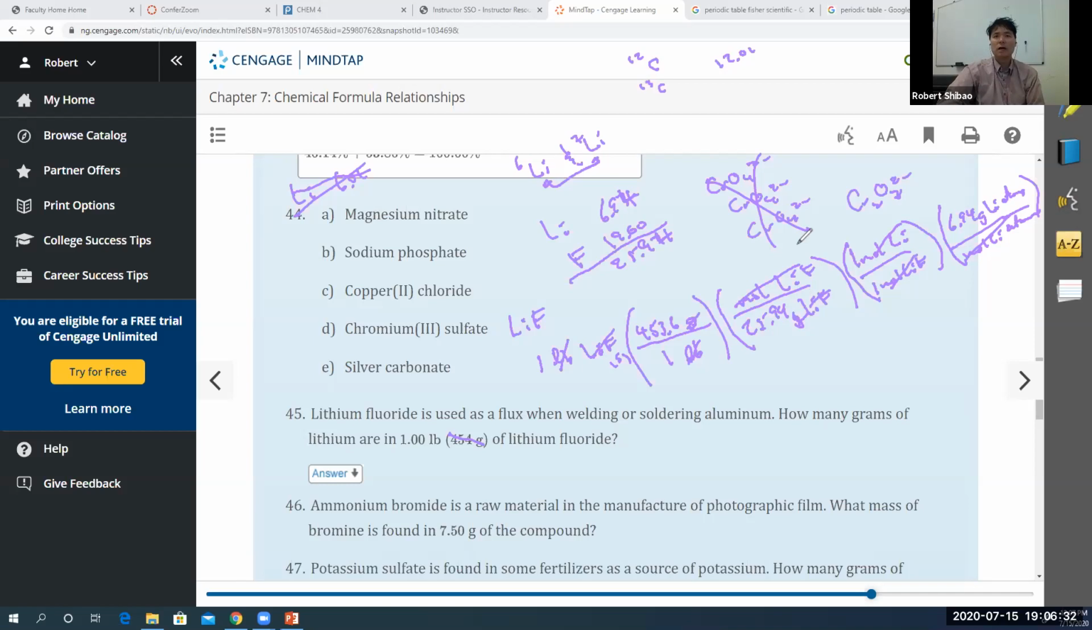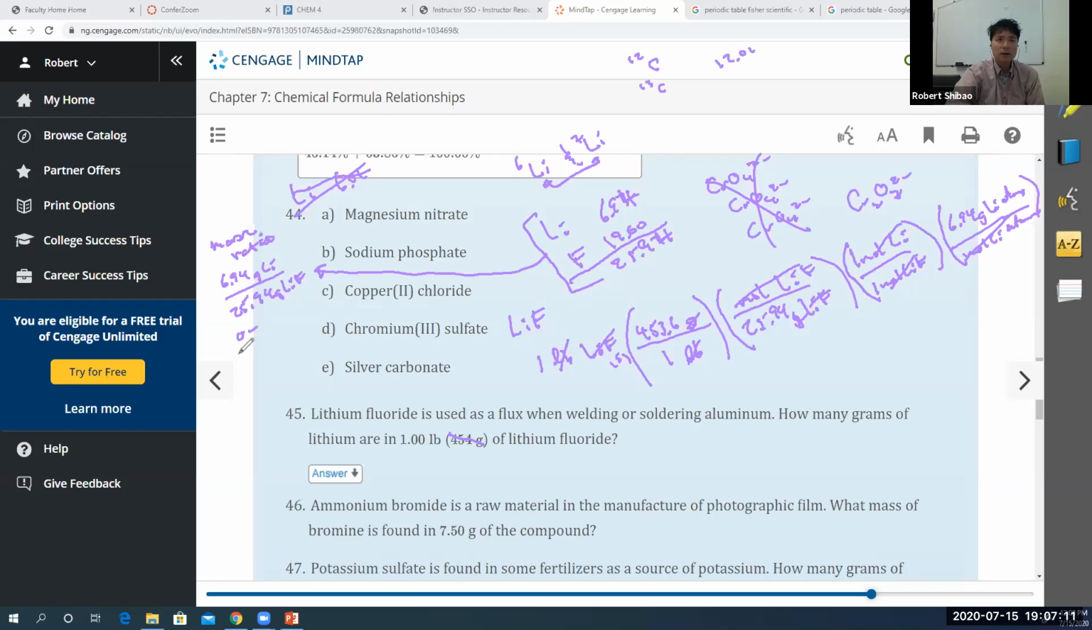Now the other way I could do that is I could calculate the percent by mass of lithium in this. Well, there are 2 ways. I don't have to do percent by mass; I could just do the mass ratio. If I use the mass ratio, then it's 6.94 grams of lithium for every 25.94 grams of lithium fluoride.